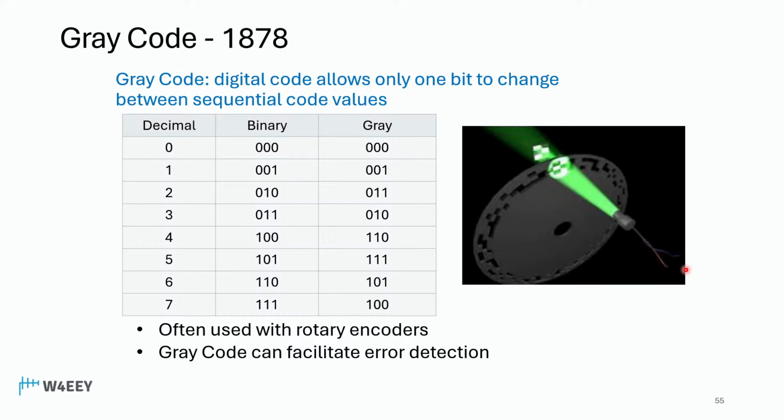We're moving through a number of concepts here, moving on to the next one. Something called the Gray code. I don't know if that's because the picture is gray. No, it's the guy that invented it, I think. So Gray code is a digital code that allows only one bit to change between sequential code values.